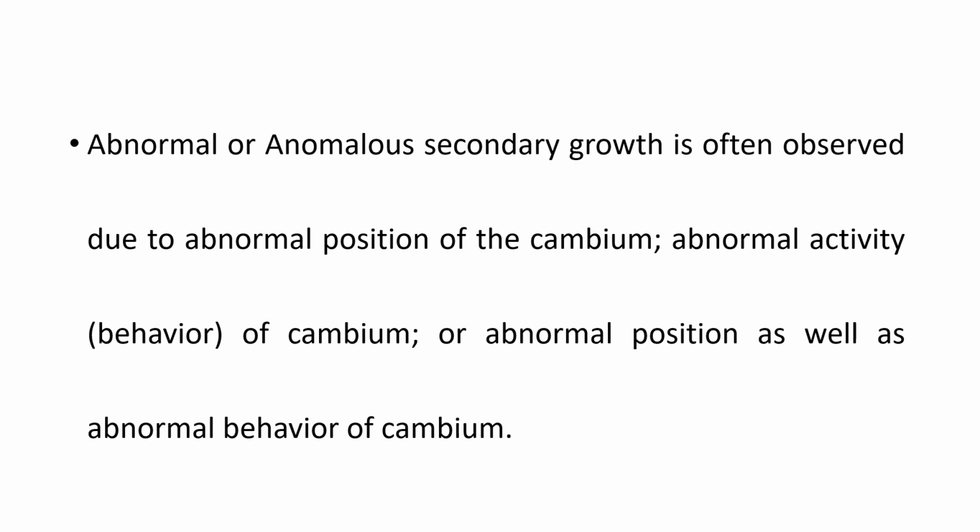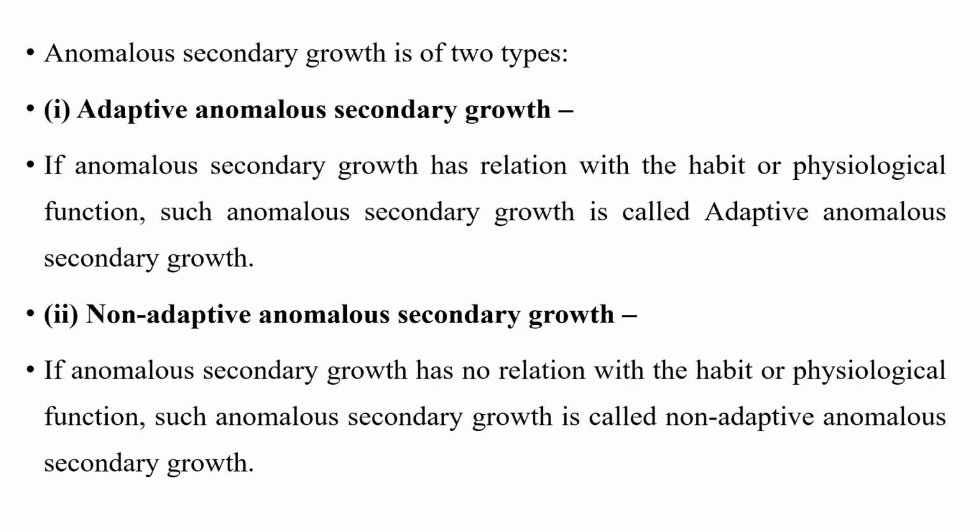Then the anomalous or abnormal secondary growth is often observed due to abnormal position of cambium, or abnormal activity or abnormal behavior of the cambium. So keep this in mind. Then anomalous secondary growth is of two types.